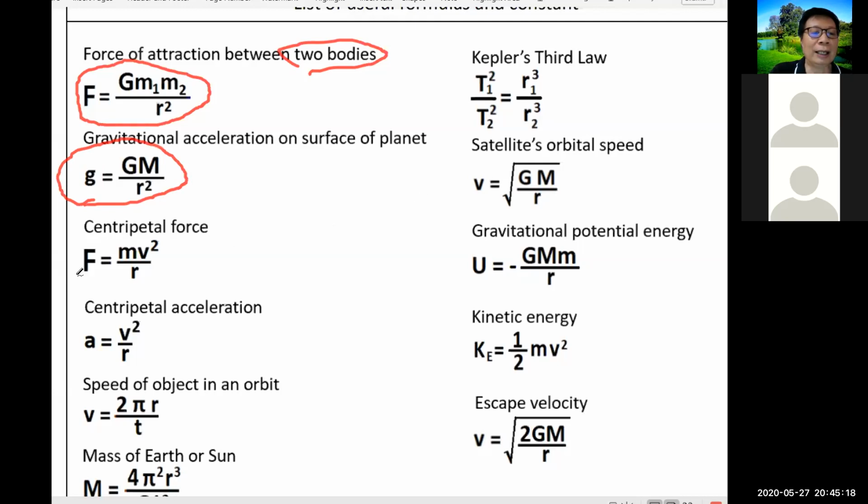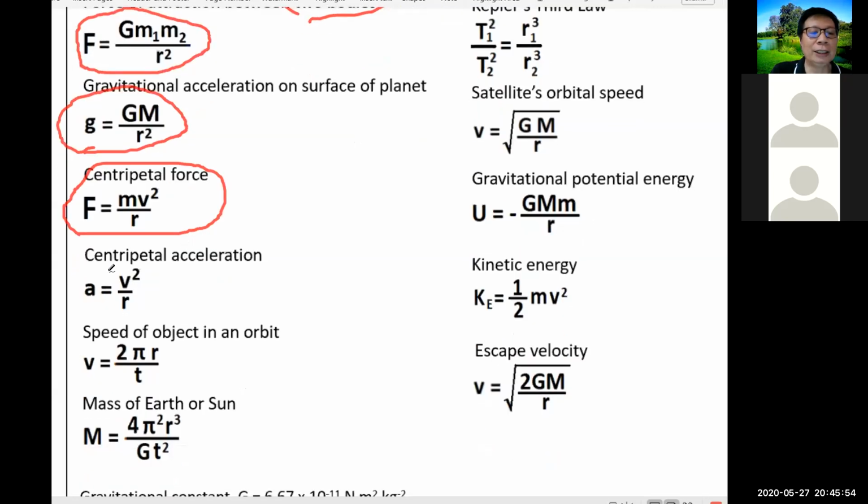And third, this formula, I think last lesson we did not use it. This one is to find centripetal force, okay? Centripetal force means when some object is turning, right? When the object is turning, orbiting another object, there will be a centripetal force to keep the object orbit at the same circle. That force is called centripetal force.